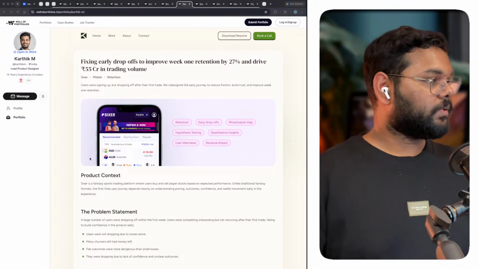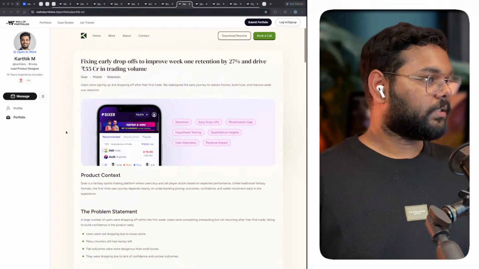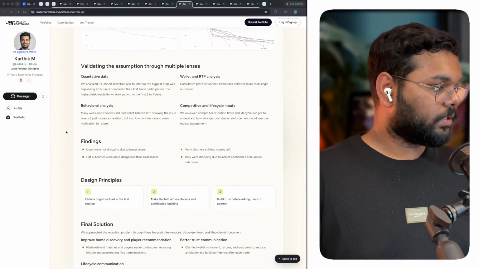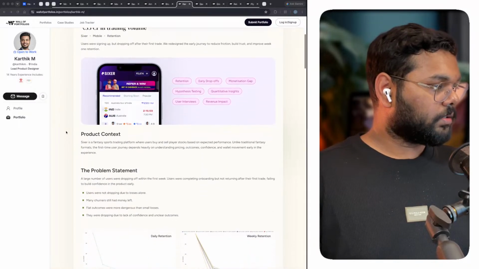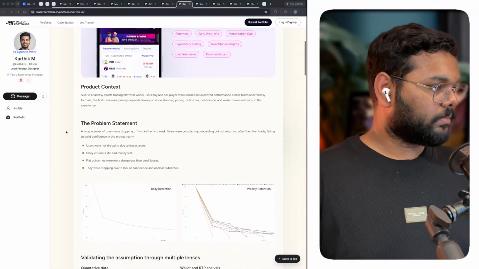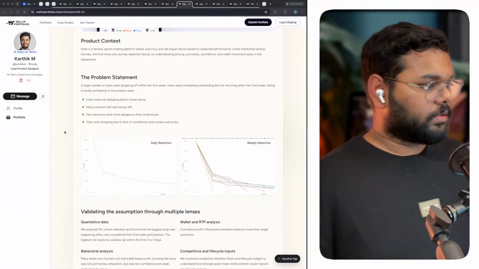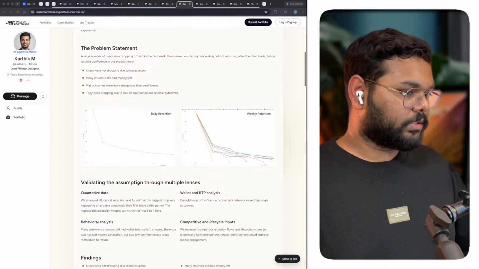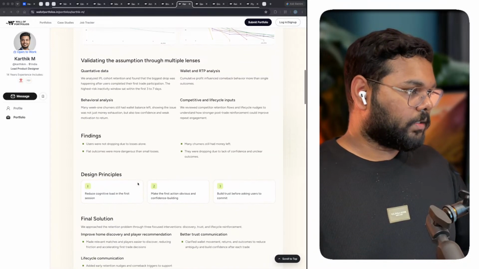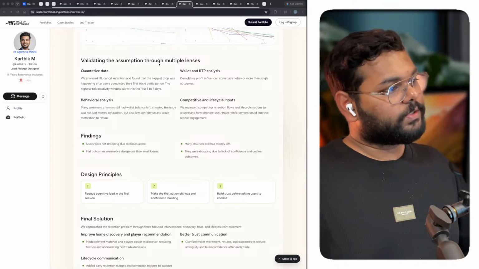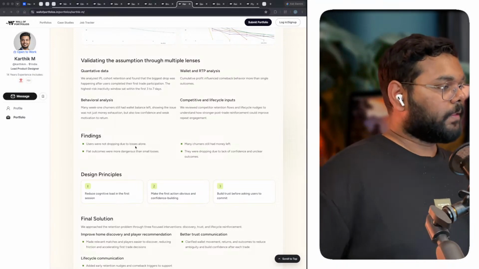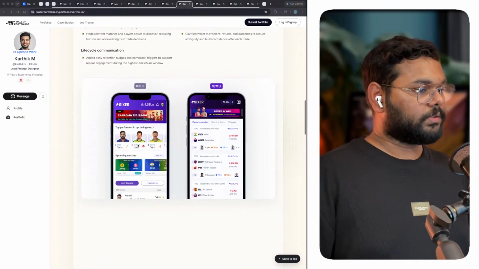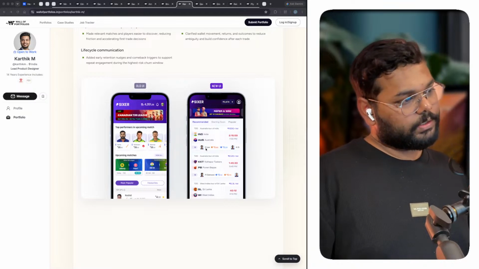Okay, let's go back to our portfolio reviews and gather some inspiration. So, product context, problem statement. Okay, so this is the retention: weekly retention, daily retention. Validating the assumption through multiple lenses. Okay, findings and design principle, final solution, old UI, new UI.